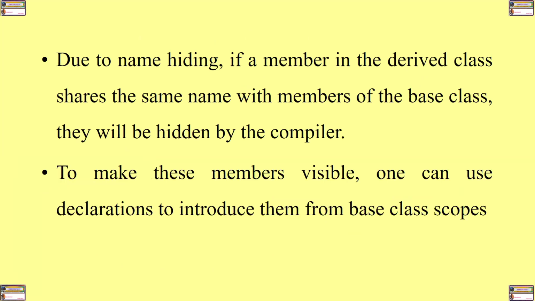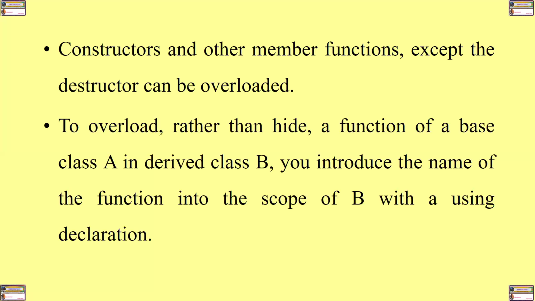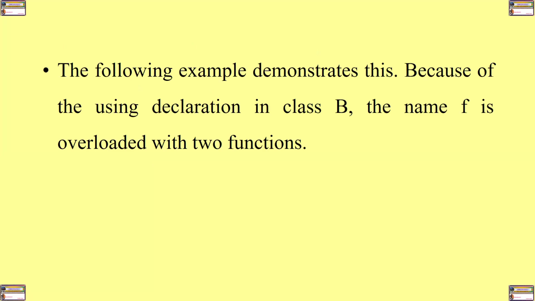To make these members visible, one can use using declarations to introduce them from the base class scopes. The constructors and other member functions, except the destructor, can be overloaded. To overload, rather than hide, a function of a base class, for example base class A, in derived class B, you introduce the name of the function into the scope of class B with a using declaration. So we use the reserved word using. The following is therefore an example that demonstrates this.